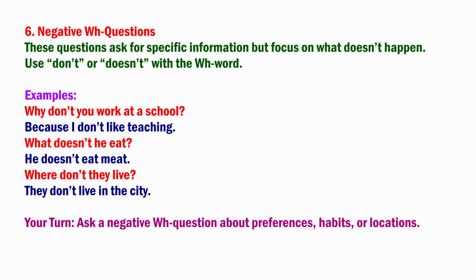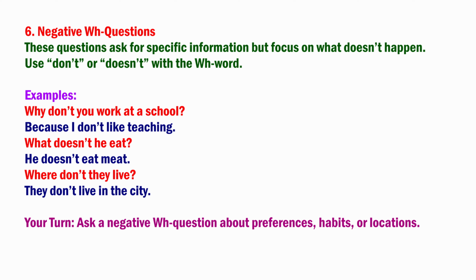6. Negative W/H questions. These questions ask for specific information, but focus on what doesn't happen. Use don't or doesn't with the W/H word. Examples. Why don't you work at a school? Because I don't like teaching.